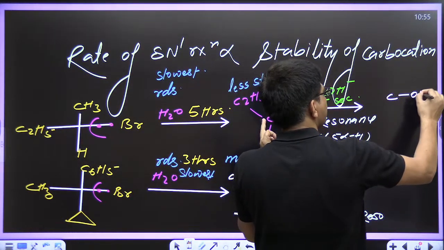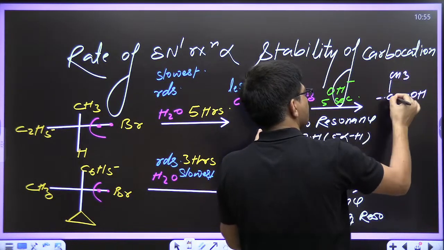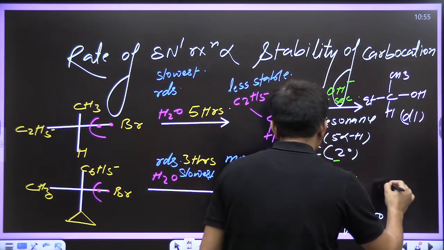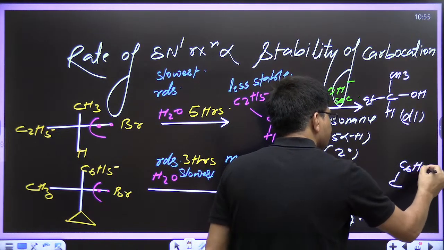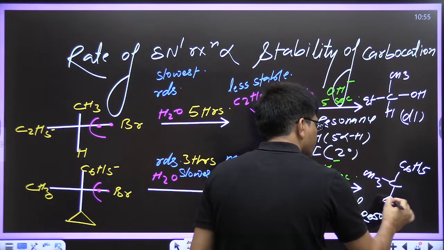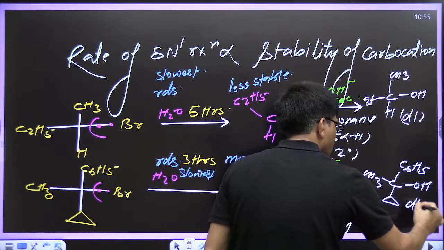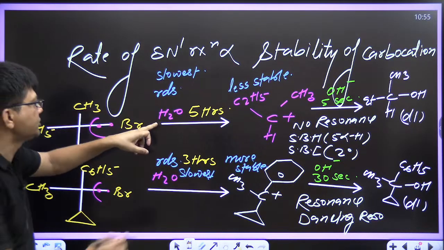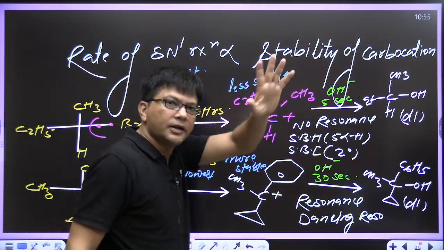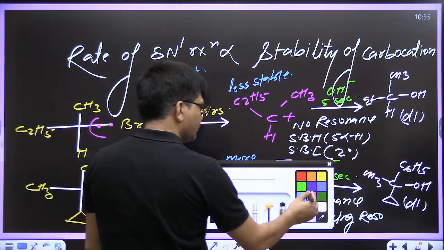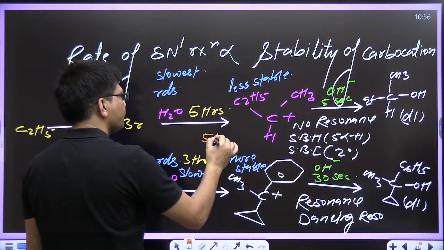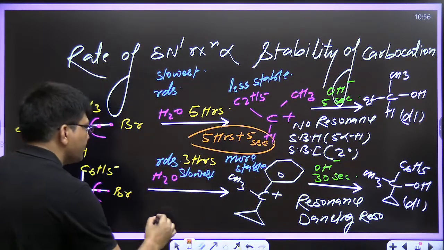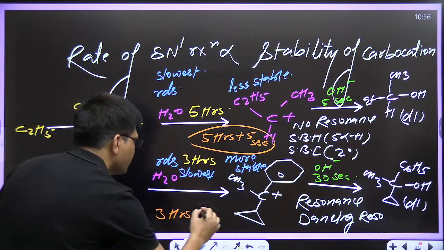Now see kids, if I say this product is formed, COH, CH3, C2H5 and H, both dextro and levo. This product is also formed: C6H5, CH3, both dextro and levo. Now its total time which has been taken for this reaction is 5 hours plus 5 seconds. Can you see? 5 hours and 5 seconds. This reaction took place in a total time of 5 hours plus 5 seconds. And this reaction took place in 3 hours plus 30 seconds.